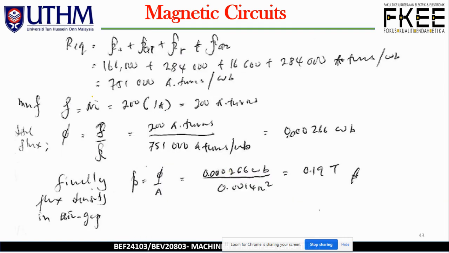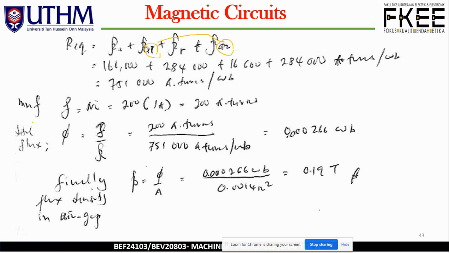The equivalent R, or the total R, is Rs plus Ra1 plus Rr plus Ra2. Since we have two air gaps, make sure you include both air gap reluctances. So 166,000 plus 284,000 plus 16,600 plus 284,000 ampere turns per Weber. The total R is 715,000 ampere turns per Weber.